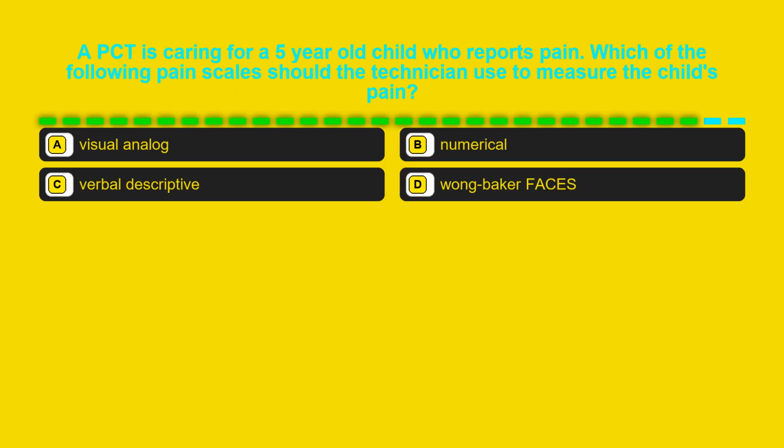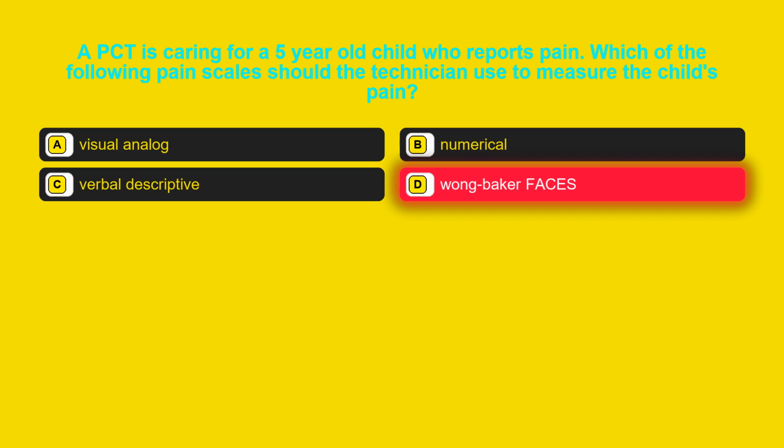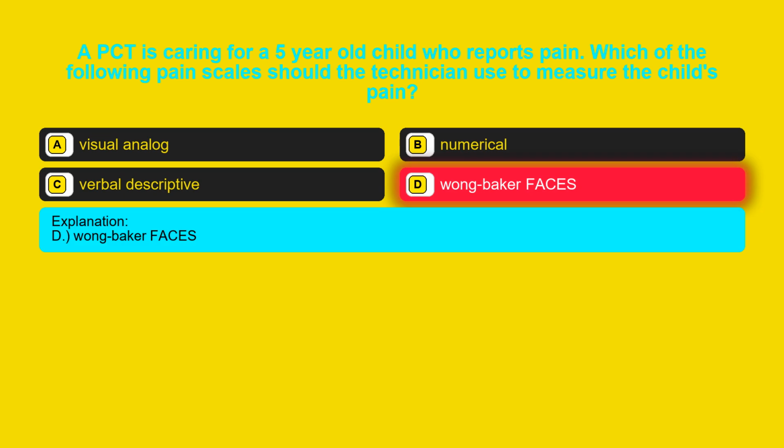Question 58. A PCT is caring for a 5-year-old child who reports pain. Which of the following pain scales should the technician use to measure the child's pain? Option A, visual analog. Option B, numerical. Option C, verbal descriptive. Option D, Wong-Baker faces. The correct answer is option D, Wong-Baker faces.